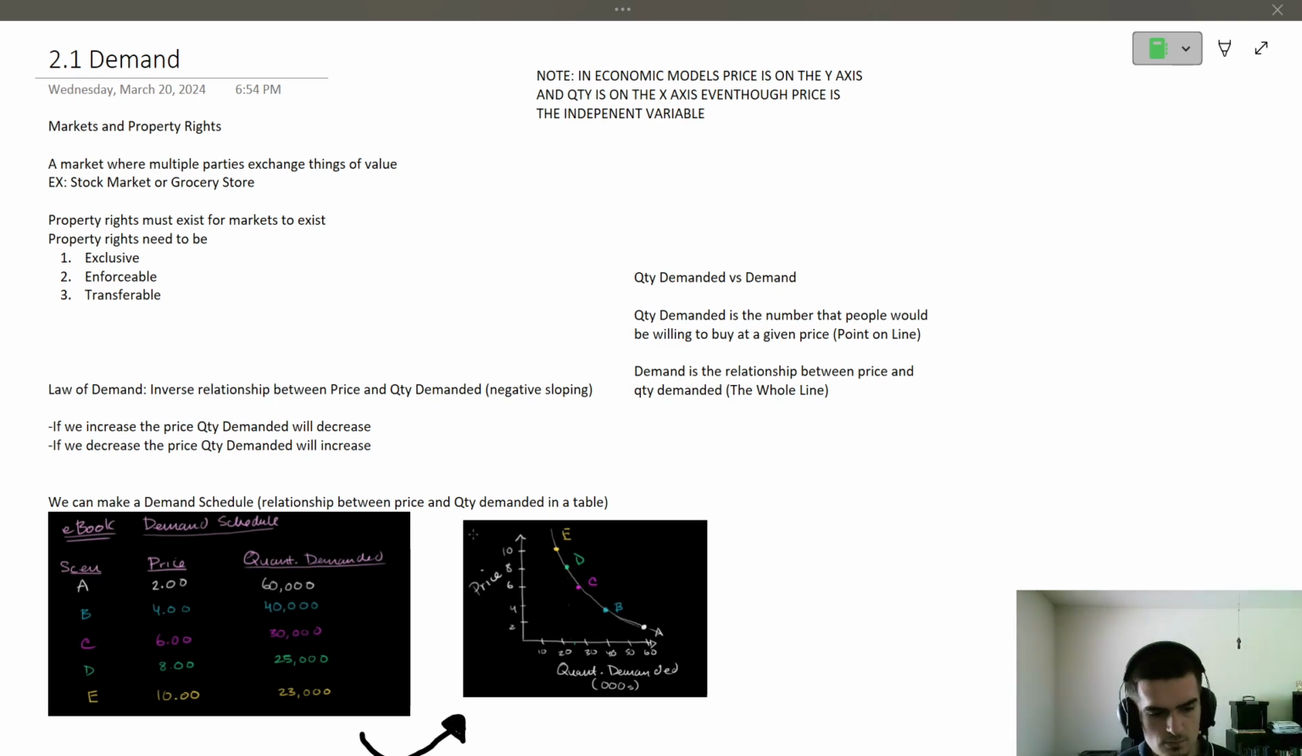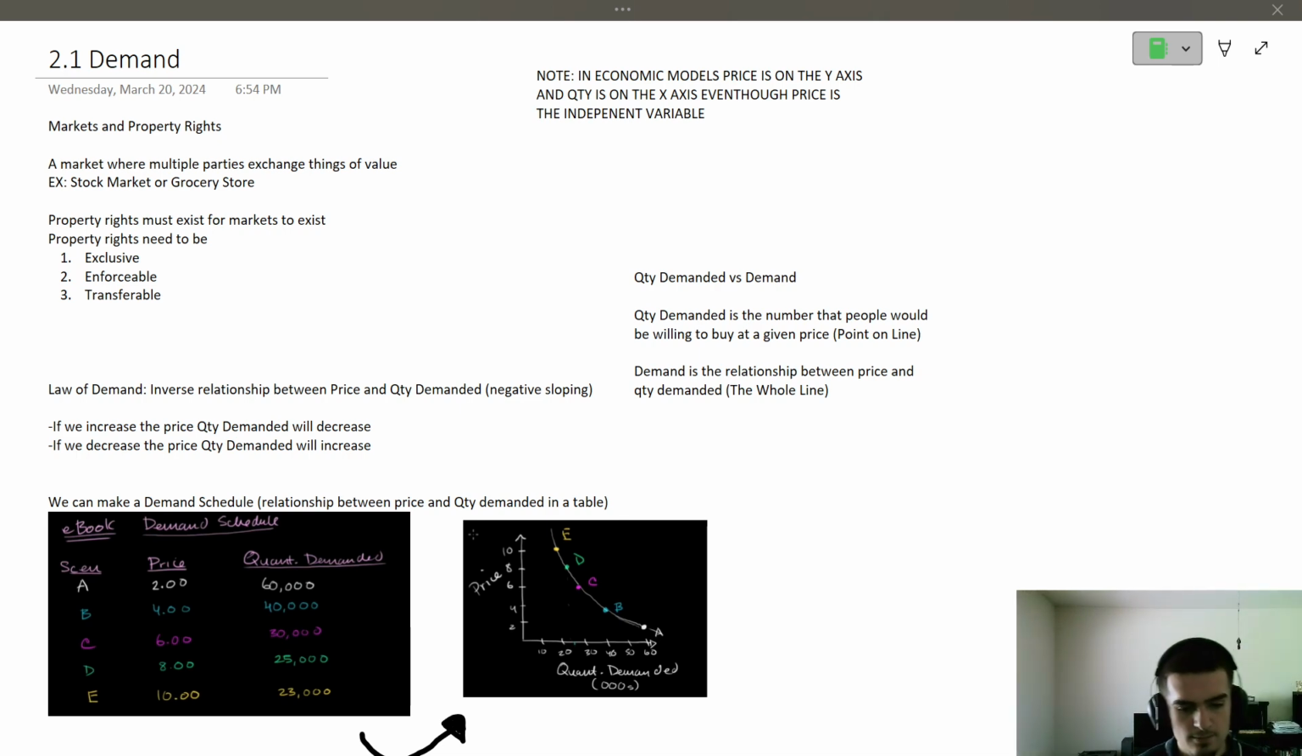So markets and property rights. A market is where multiple parties exchange things of value. Examples range from the stock market all the way to grocery stores like H-E-B and Walmart.